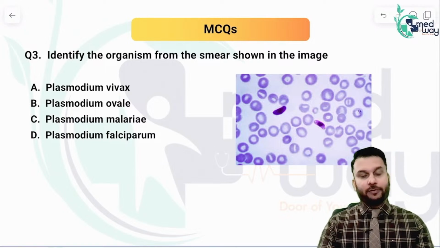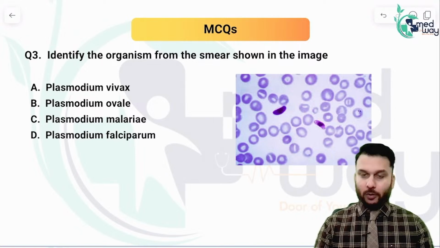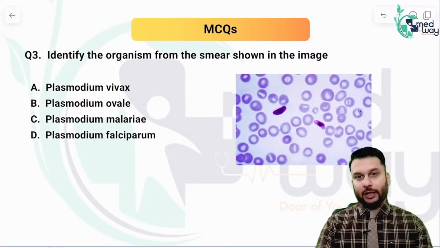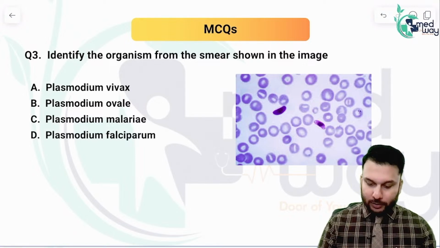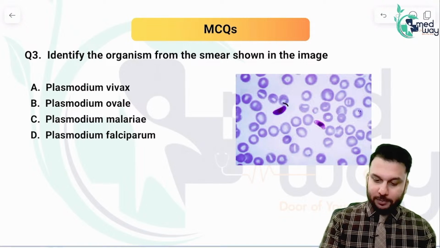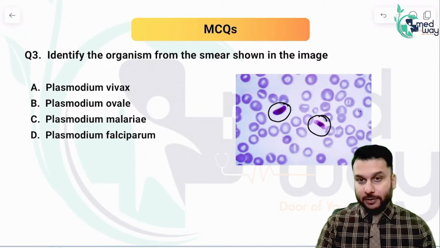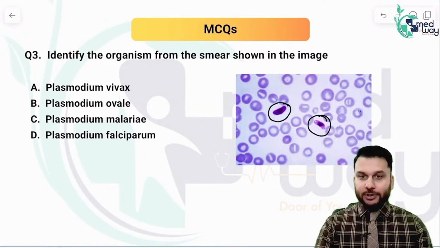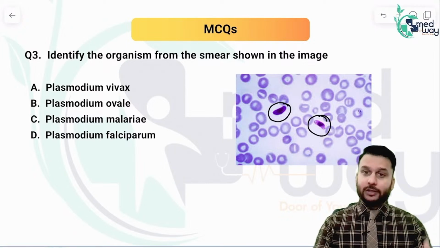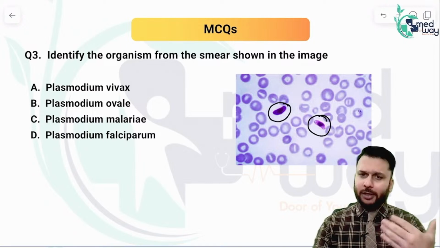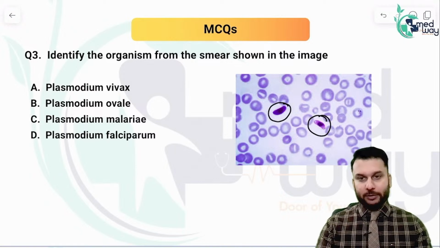Next one. Identify the organism from the smear that is shown in the image below. All right. So you must know that this is a picture of Plasmodium falciparum. And how exactly do we know that this is falciparum? Guys, by looking at these banana shaped gametocytes. See, if you're seeing banana shape, that is falciparum, but if you see circular to oval type of gametocytes, then that might be vivax, the main two species that exist in India. All right, that's a very clean and distinct way to remember this.